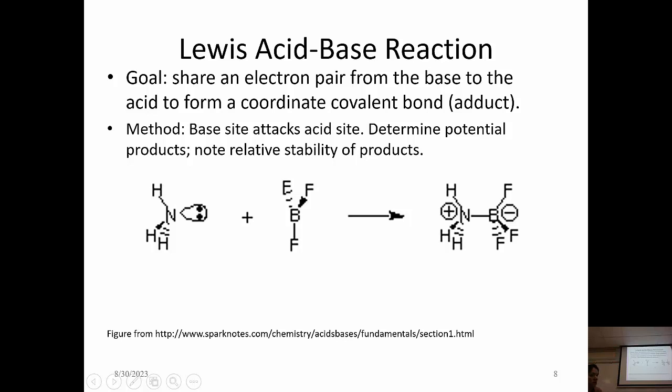In Lewis acid-base reactions, the acid is an electron pair acceptor, the base is an electron pair donor. And so here's an example of a Lewis acid-base reaction between ammonia and boron trifluoride. What happens is this electron pair becomes shared between the two atoms here, nitrogen and boron, and we form a covalent bond. But this covalent bond is a little bit unusual. In most covalent bonds, one electron comes from one atom, another electron comes from another atom.